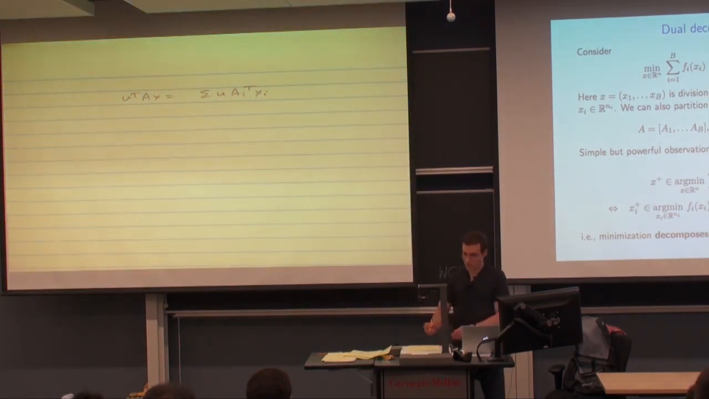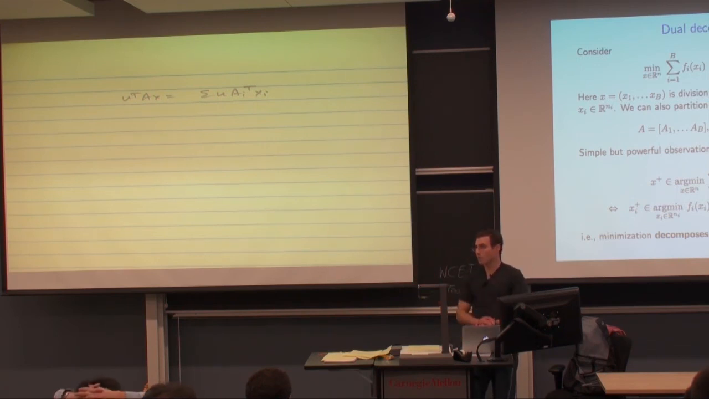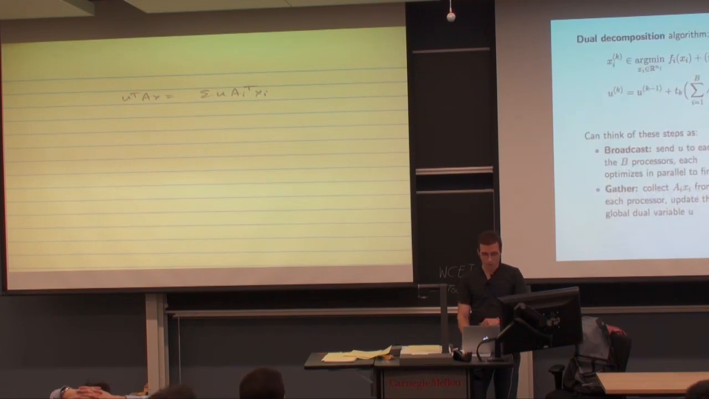So now each of these sums only depends on Xi, and I can split it up into B different minimization problems. That's the big advantage of these dual methods: we can parallelize a lot of problems that you couldn't parallelize in the primal. So here's the dual algorithm.